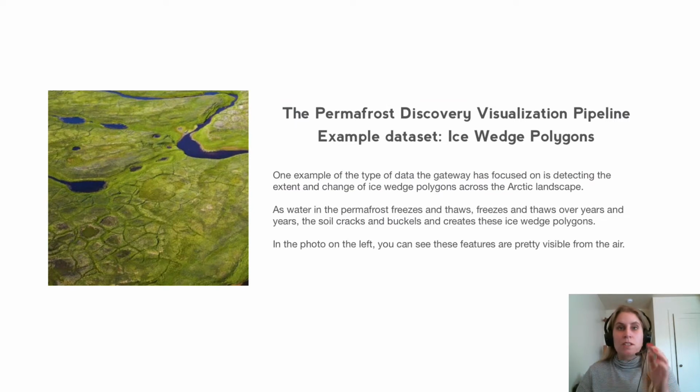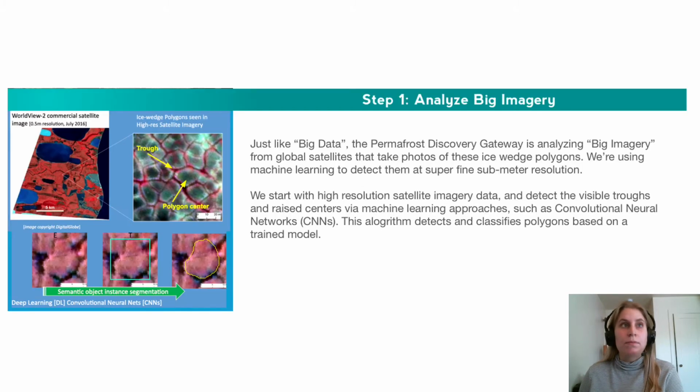So I'll go ahead and explain this by using an example data set, the ice wedge polygons. And so this is just one feature that the gateway is focusing on. Ice wedge polygons are basically, as the water in the permafrost freezes and thaws many times over years and years, the soil cracks and buckles and it creates these ice wedge polygons. And in this photo, you can see that they are pretty visible from the air.